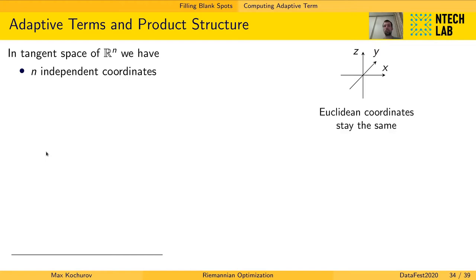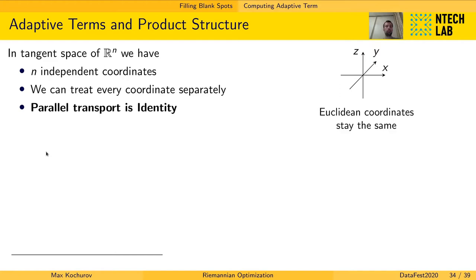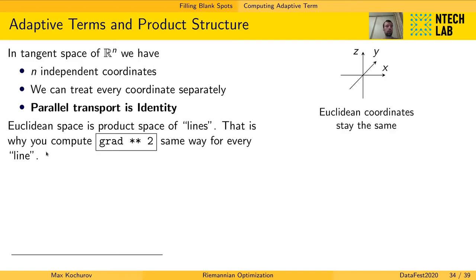Because we don't want to tune the learning rate each time, and the adaptive term helps to avoid this intensive tuning. And in Euclidean case, as when we have n independent coordinates, we have n independent adaptive terms, and we treat every coordinate separately. That's only the case when our parallel transport is identity. So we keep the same basis at each tangent space in our Euclidean space. That's luxury, and it allows us to compute adaptive term with second moment, just grad pow 2.